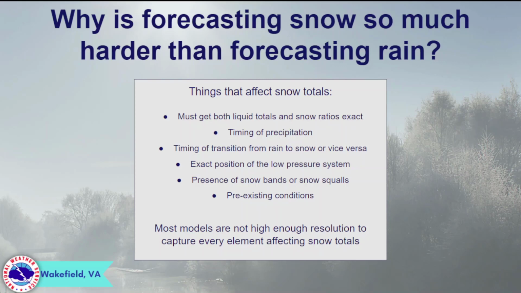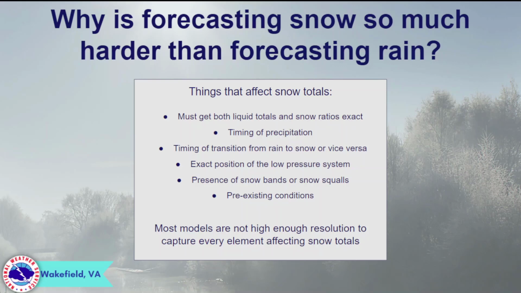That snow ratio changes depending on the air mass that's in place and how dry the air mass is. You can find a little bit more information about that in the dry versus wet snow video. So we have to get those exact. If either of those is incorrect, your snow total is going to be incorrect.